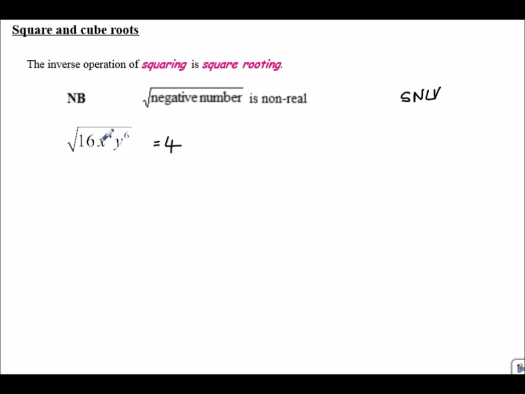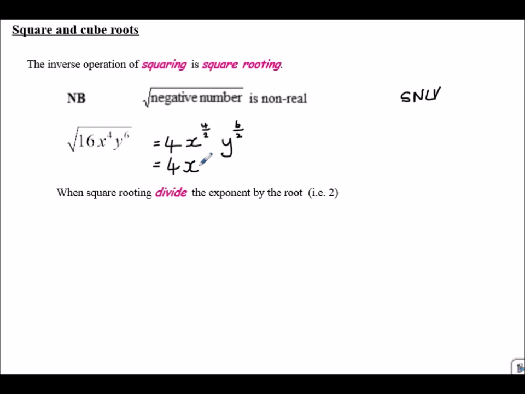Now what we do when square rooting, we divide the powers by 2. So we are going to say that it's going to be x to the 4 divided by 2. And then we're going to say y to the power of 6 divided by 2. So our answer here will be 4 to the x. 4 divided by 2 is 2. Y, 6 divided by 2 is 3.